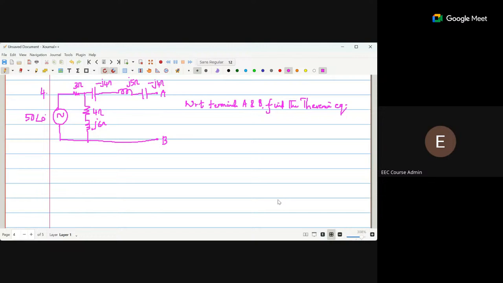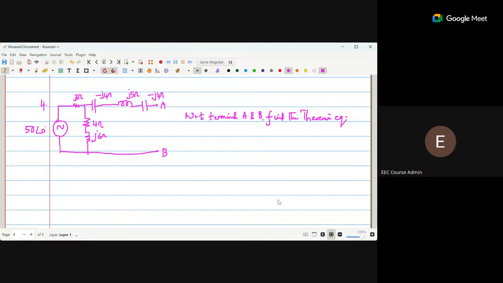So tell me how to go about this, how to find out the Thevenin voltage and Thevenin resistance. Thevenin voltage is the open circuit voltage, correct? With respect to terminals A and B, it is already open, right? So looking from terminals A and B, what is the Thevenin voltage? 50 volt, ma'am. 50. One second, I made a mistake. Here it should come like this. I mean, this one, minus J4 ohm, is towards this side.